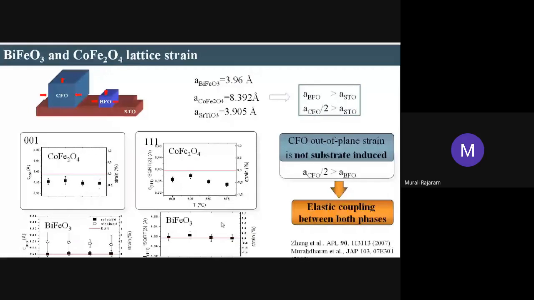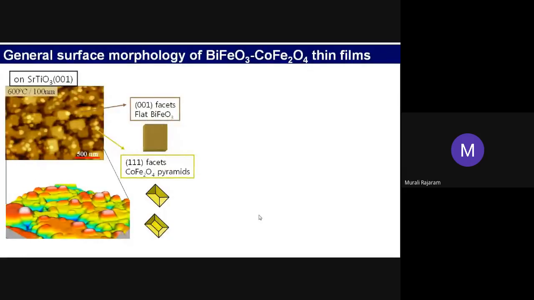That's one of the important results we have published in the Journal of Applied Physics. Okay, so this is the morphology of the 001 substrate, which is grown at 600 degrees C, and the thickness of the film is around 100 nanometers. You can see a clear matrix, a flat thing, which is perovskite, and then dots which are spinels. This is the three-dimensional view.